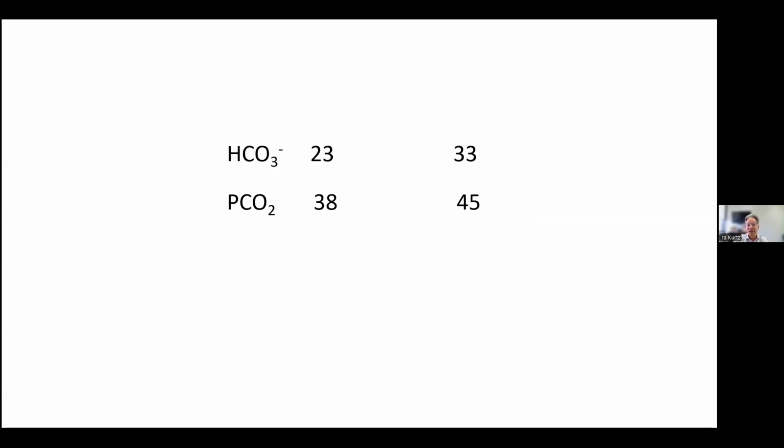So here the bicarbonate's gone up by 10 and the PCO2 has gone up by 7. And also you can tell from these numbers if it's male or female. So this must be a female. You don't see a PCO2 of 38 normally in males, or bicarbonates of 23. And you need to remember that because otherwise your deltas will be wrong, unless you had, like this patient, normal numbers to begin with prior to the disorder happening.